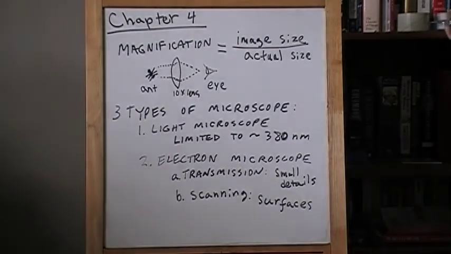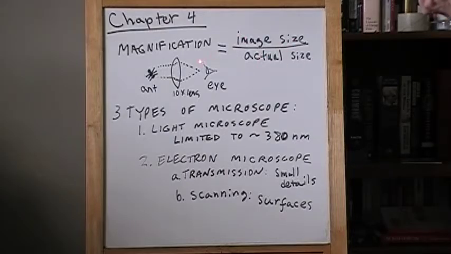Okay, the first item in chapter 4 is about magnification and microscopes. Magnification is the ratio of the image size over the actual size. So when you use a lens to observe something, it's increasing the size of the image.